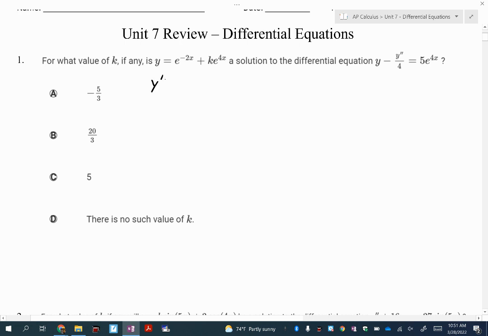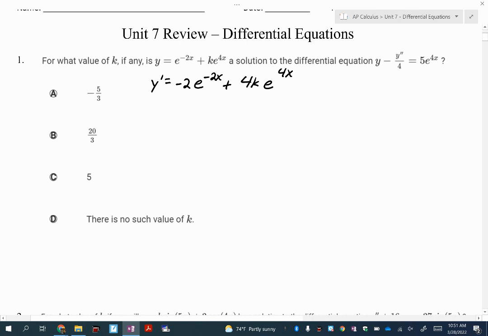All right, so I'm going to do y prime. Remember, to do the derivative of these natural exponential functions, you're just going to copy it down. So e to the negative 2x, and then you multiply by the derivative of that exponent. The derivative of negative 2x is negative 2. Same thing here. So e to the 4x, derivative of 4x is 4, so that's going to be 4k.